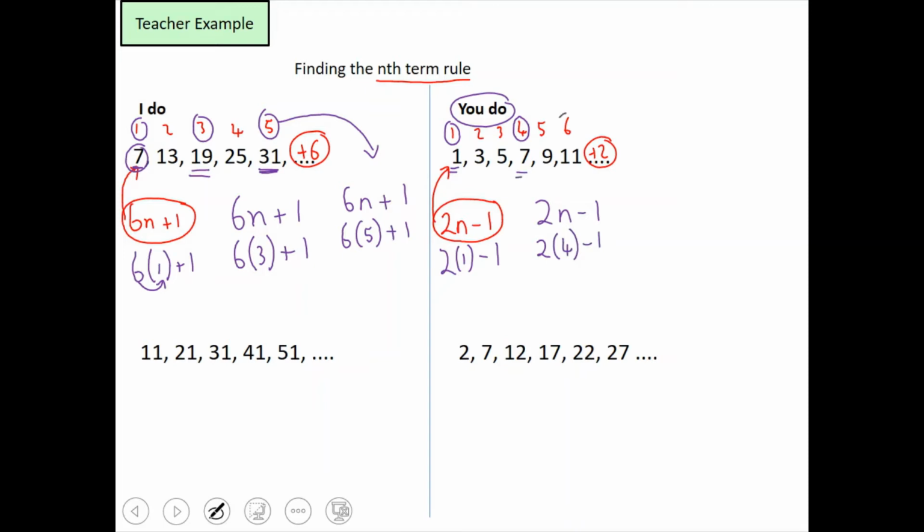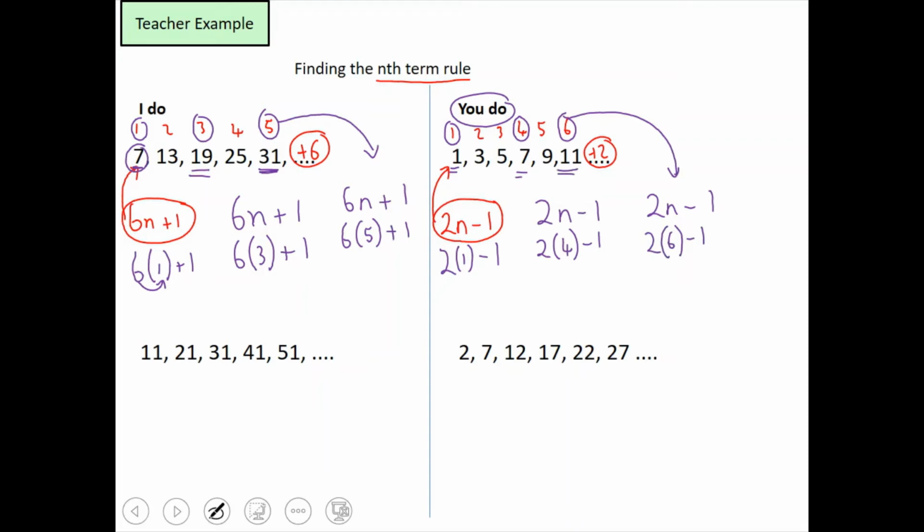And we'll do it with the sixth one. So we'll write the nth term rule, 2n minus 1. Replace the n with the 6, so 2 in brackets with the 6, minus 1. And we should have 2 times 6 is 12, minus 1, which is 11. And that's exactly what we've got.